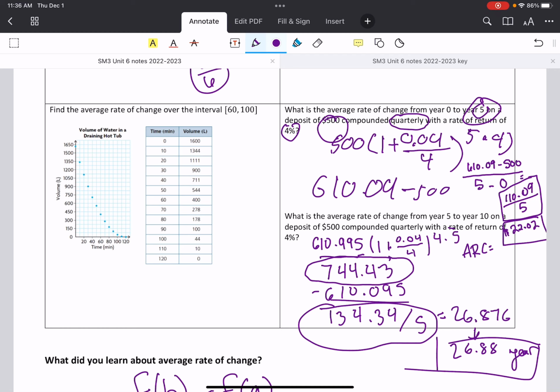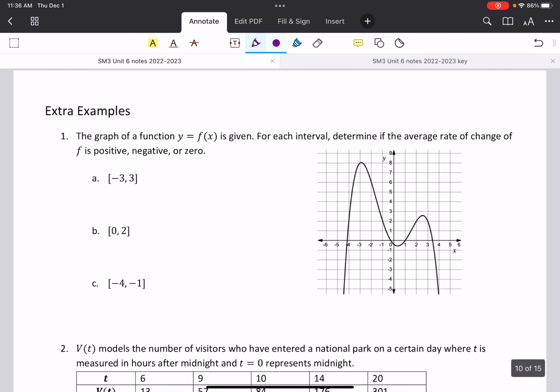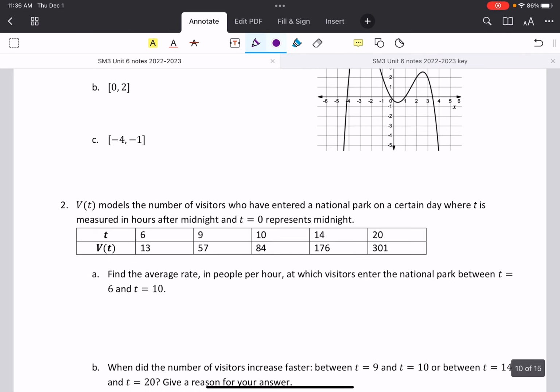These are money. You want to always round to the nearest cent, so 2 decimal places. Make sure you're rounding correctly. Make sure you have a money symbol. And do ARC. Yeah, let's look at what the rest of this is.